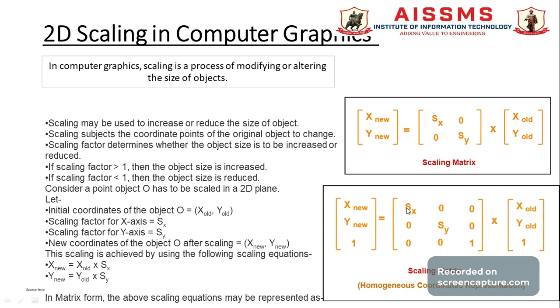Now we will see the homogeneous coordinate representation in this session. The second diagram represents the scaling matrix using homogeneous coordinates. In that, the newly generated coordinates after performing this scaling are x new and y new, and we require a 1 for the homogeneous coordinate representation. Then your scaling matrix will be sx 0 0, 0 sy 0, 0 0 1, multiplied by the original coordinates x old, y old and 1. This is the representation of the scaling matrix using homogeneous coordinates.